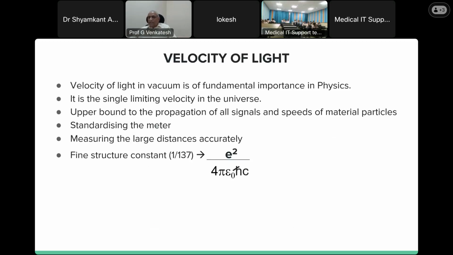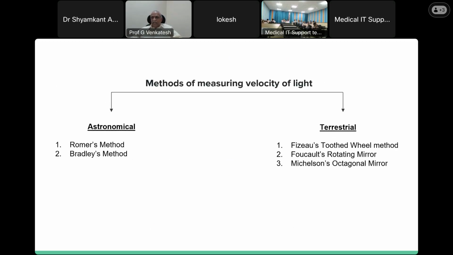As I mentioned, these are the reasons why velocity of light is very important for us. And there are very many methods of determining the velocity of light. I have only highlighted a few. The first earlier experimental determinations were by Romer, by observing the eclipsing of the satellites of Jupiter, later by Bradley, by observing what is called the aberration, the difference between the true direction and the apparent direction of a star.